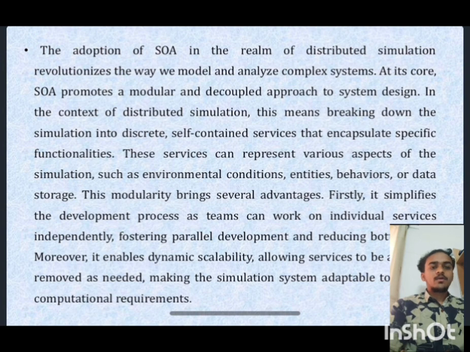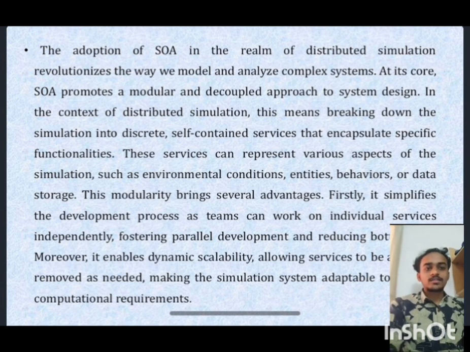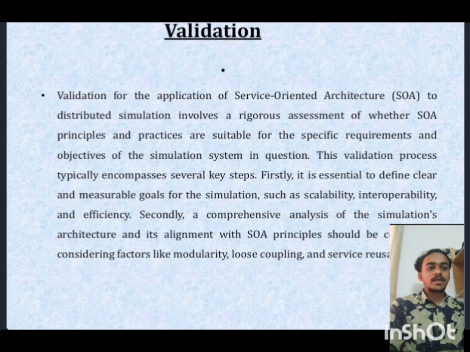At its core, SOA promotes a modular and decoupled approach to system design. In the context of distributed simulation, this means breaking down the simulation into discrete, self-contained services that encapsulate specific functionalities. These services can represent various aspects of the simulation, such as environmental conditions, entities, behaviors, or data storage. This modularity brings several advantages.